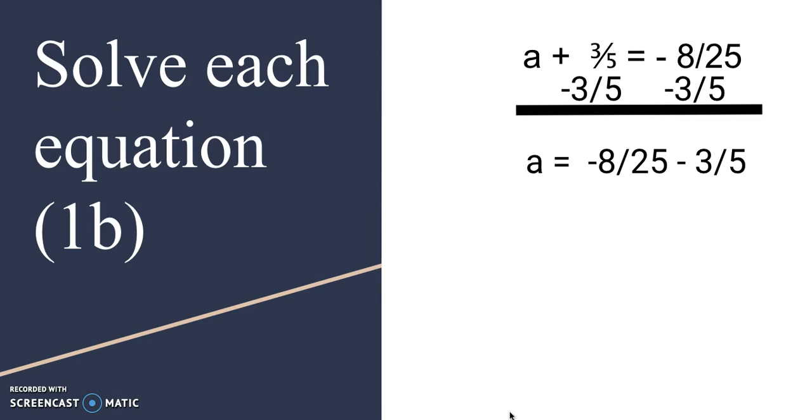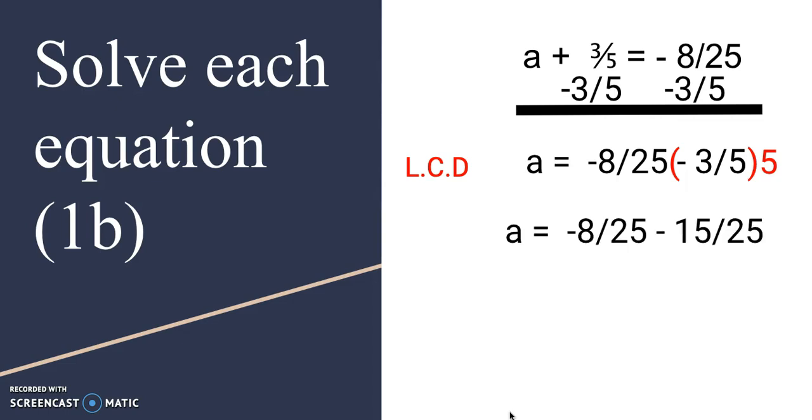In order to deal with fractions, this is a piece that we didn't really cover, but hopefully you remember from grade school. You have to have a common denominator. And in order to have a common denominator, the least common denominator, you must multiply -3/5 by 5, because 5 times 5 equals 25. The -8/25, you don't need to do anything. It's just the way it is. Once you multiply by 5, you get a -15/25.